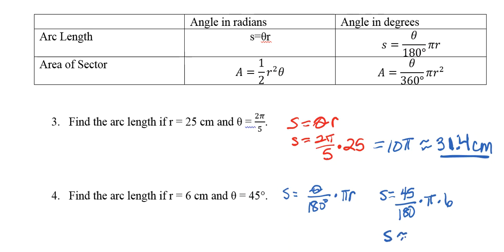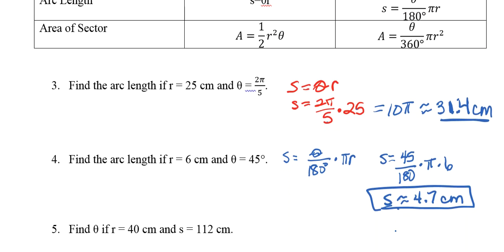I this time get an arc length of approximately 4.7 centimeters. So on the outside of a circle, I have about 4.7 centimeters of string or wire or whatever that unit is that I'm going around the outside of the circle. It could be rubber like on a tire.